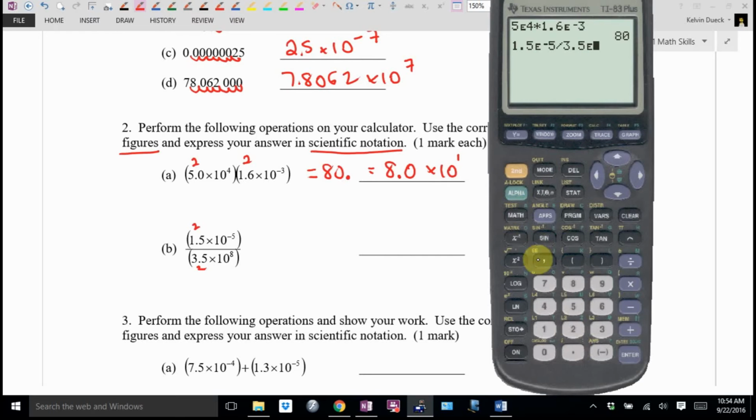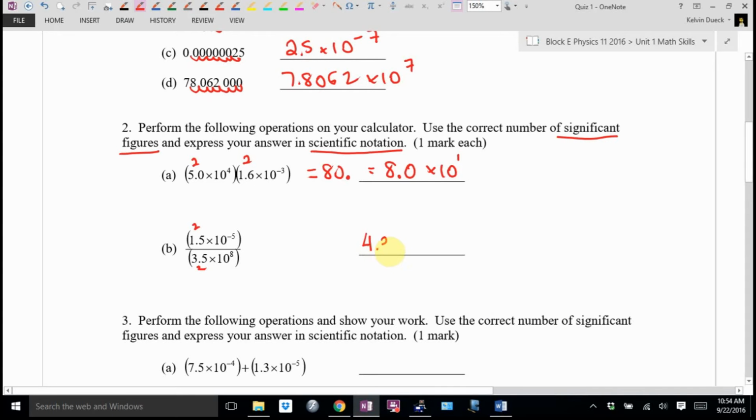3.5, scientific notation button, 8. And I get, to 2 sig figs, 4.3 times 10 to the negative 14. I know that that E means times 10 to the, and then negative 14. And again, this is why I've gone on my calculator rant about how you all need to interpret your calculator.